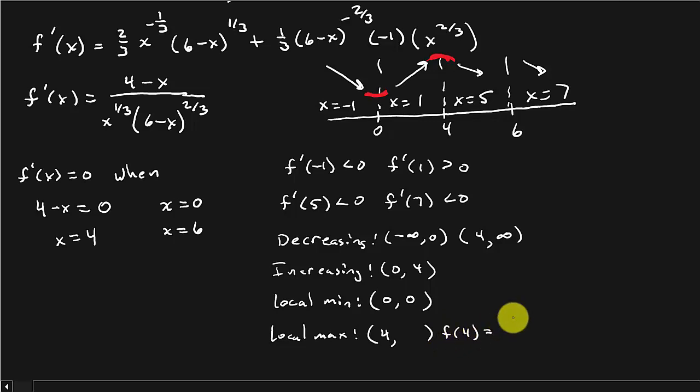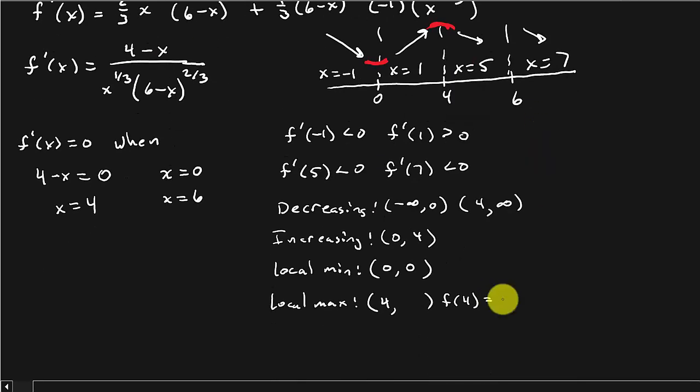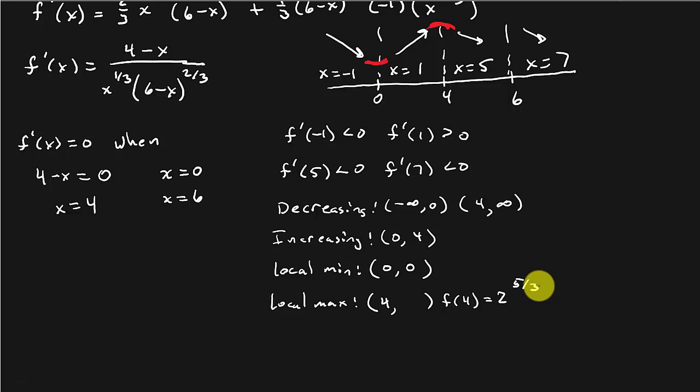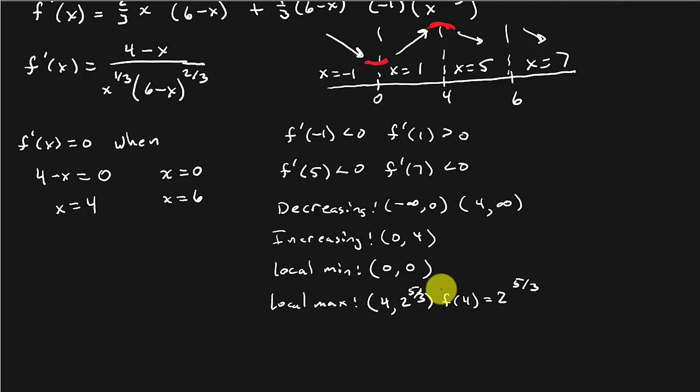And so f of 4, what does f of 4 equal? That is equal to, if you plug that in, that's going to be 2 to the 5/3. Okay, you can plug it into your calculator if you want, but that's what it would be, 2 to the 5/3. So that would be 2 raised to the 1 point something. All right. So there we go. There's our local max and min.